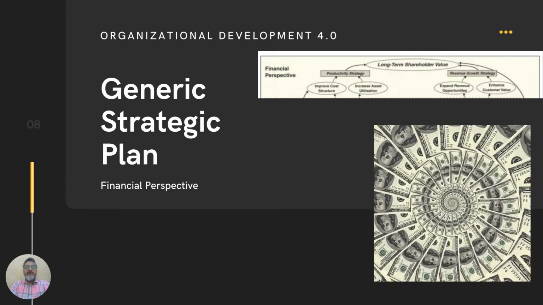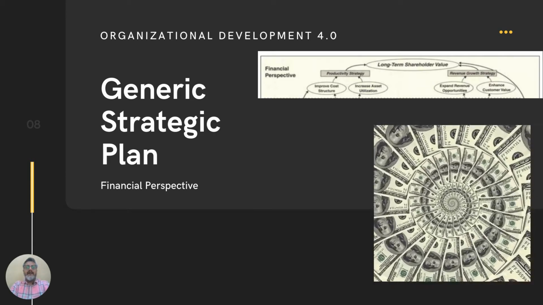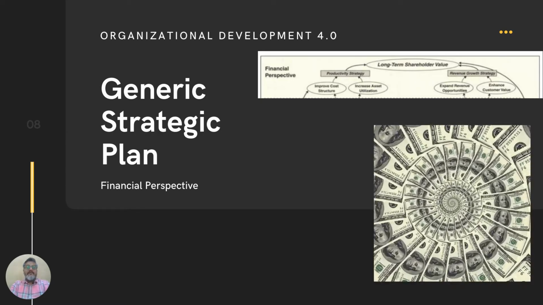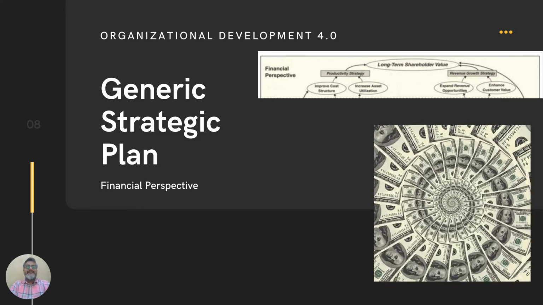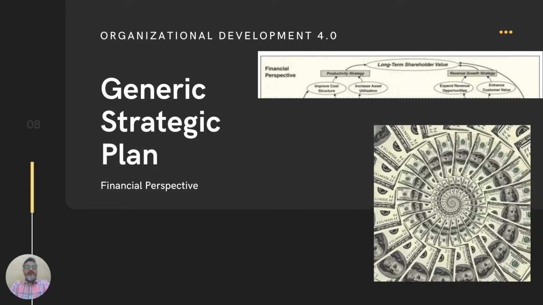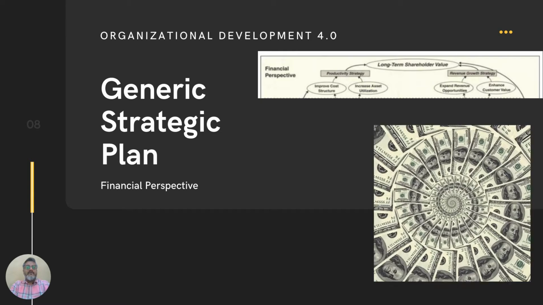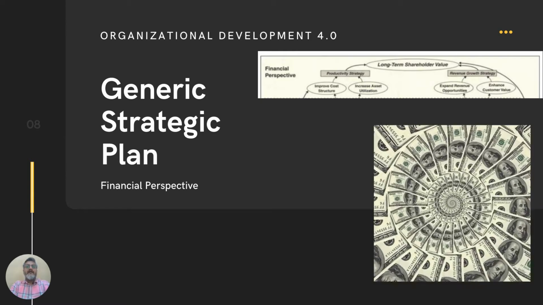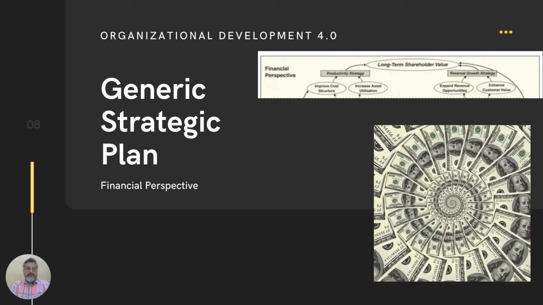Under this, we can talk about revenue enhancement and financial systems. Under revenue enhancement, we need to ask what opportunities exist for broadening our sources of revenue. Do we currently provide services for which we could charge a fee? And how diversified are our funding sources?